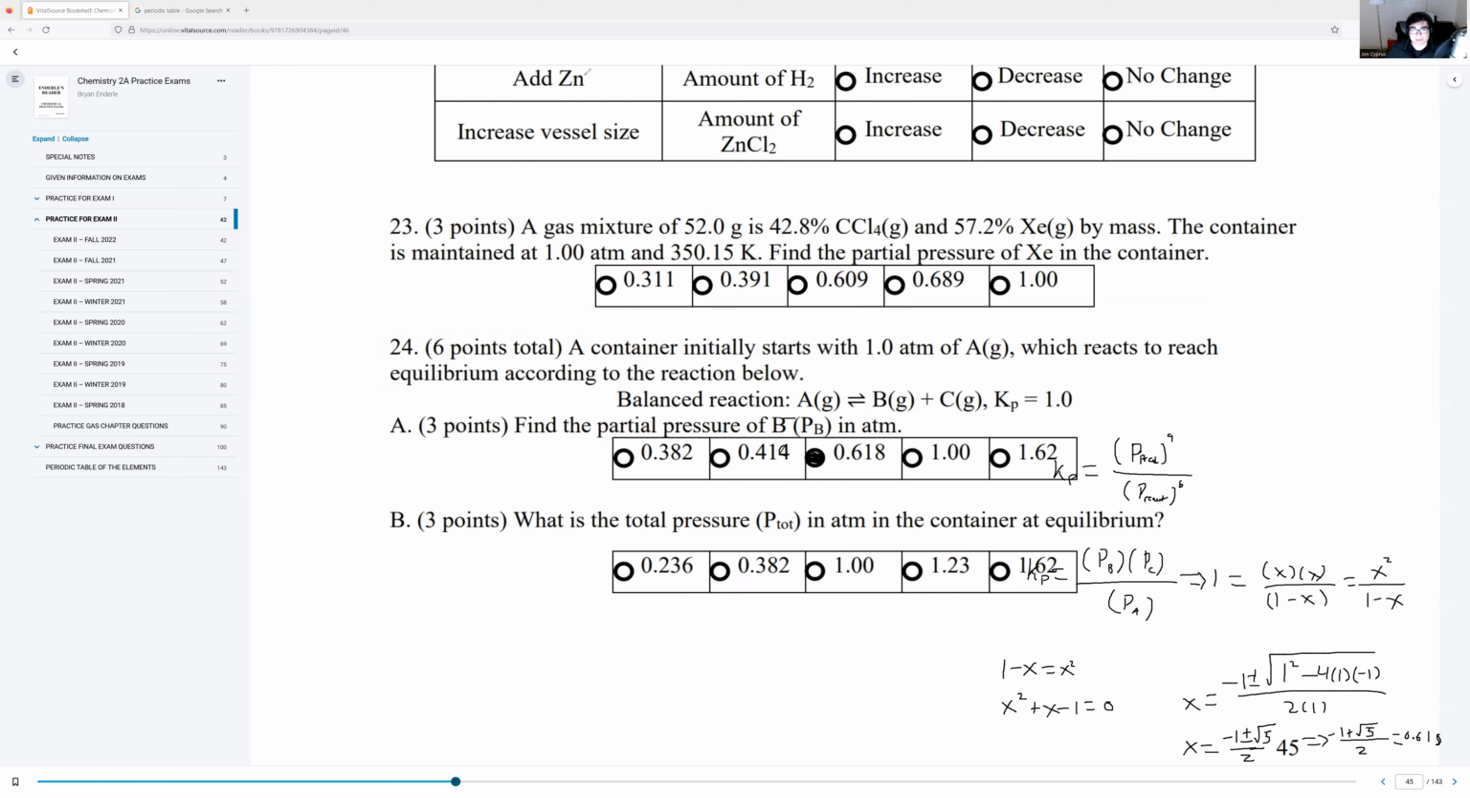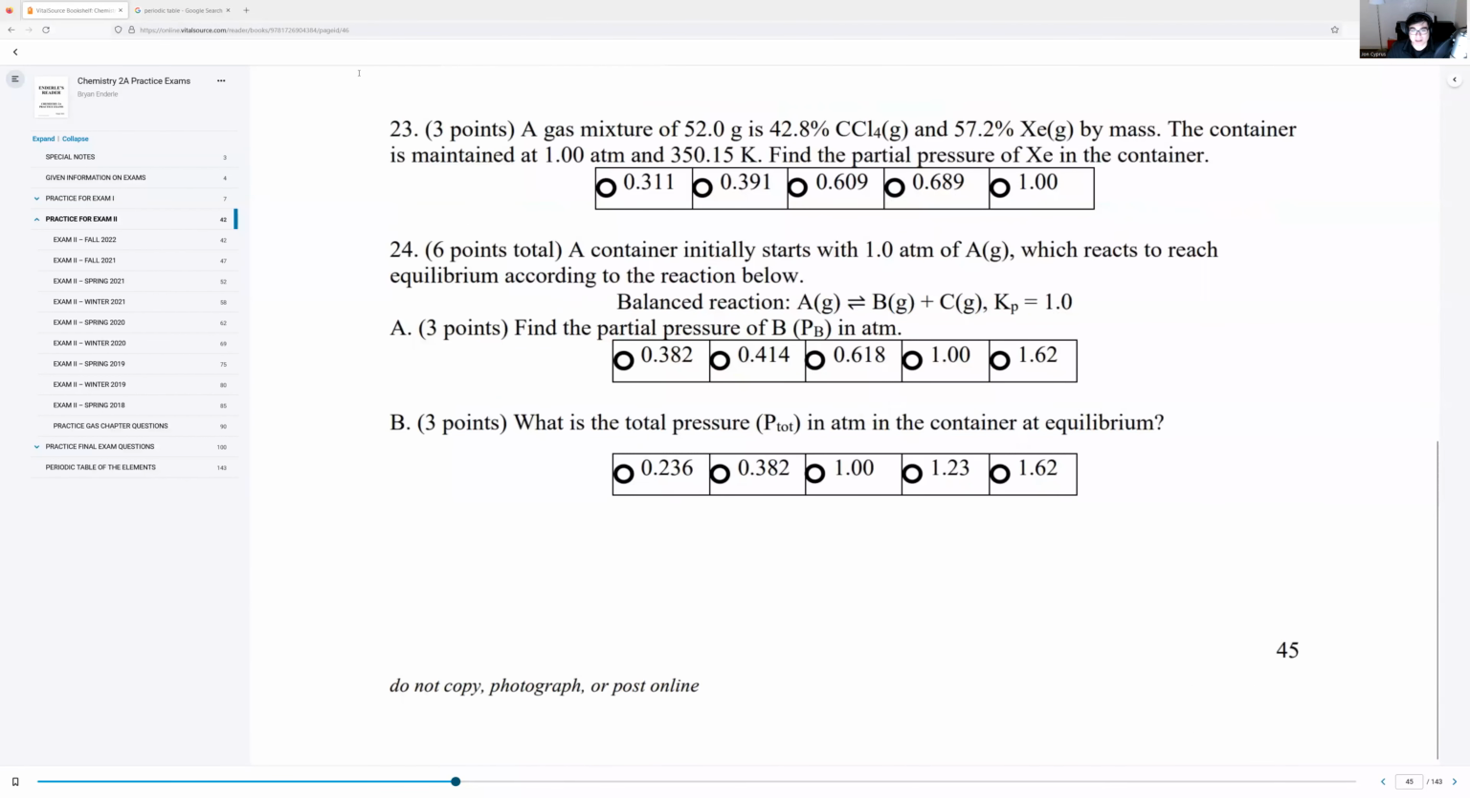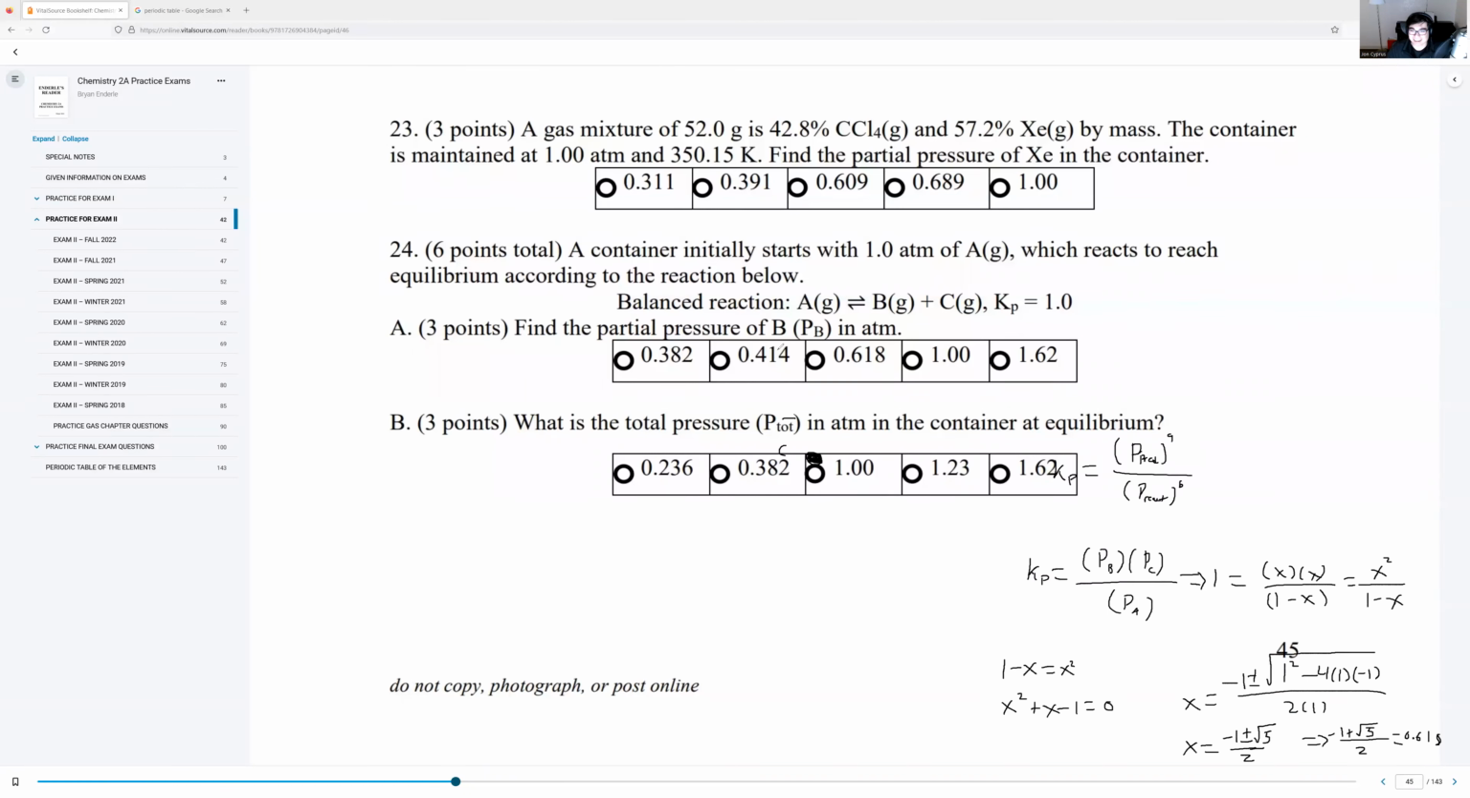All right, I'm going to go to the next one here. It says, what is the total pressure in the container at equilibrium? I got rid of my ice table. That's unfortunate, but the partial pressure of A, I said is 1 minus x, which is 1 minus 0.618. So I can find that.